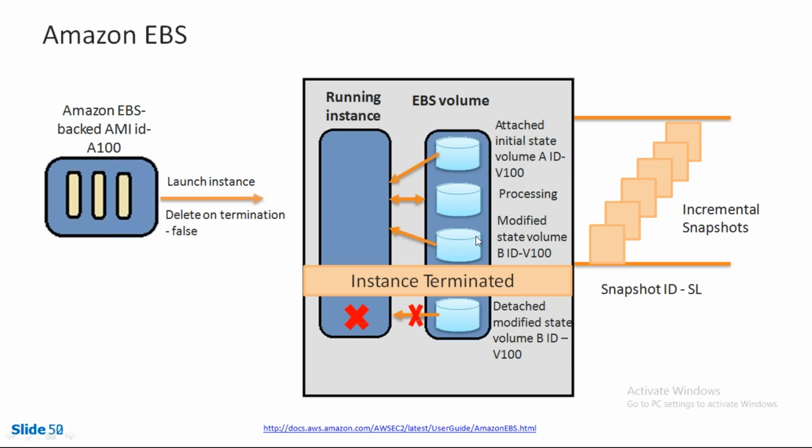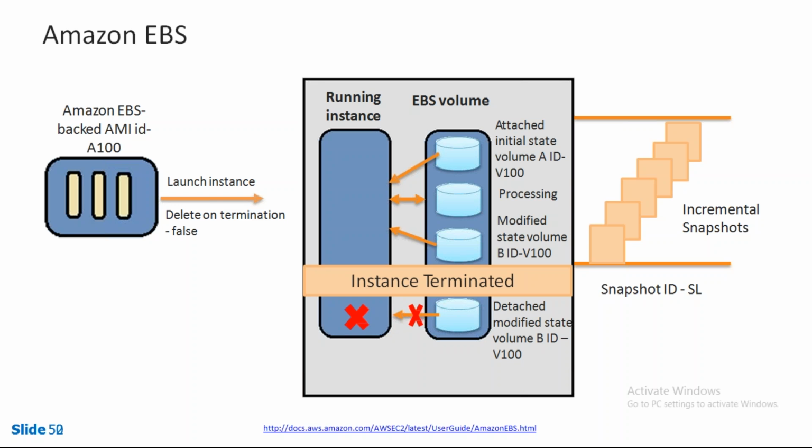That's why we have two different types of AMIs: EBS backed AMI and instance stored AMI. If you launch an instance from an instance stored AMI, it will only have all the data stored in that instance only. Once that instance is terminated, all your data is lost. That's what instance stored AMIs are.